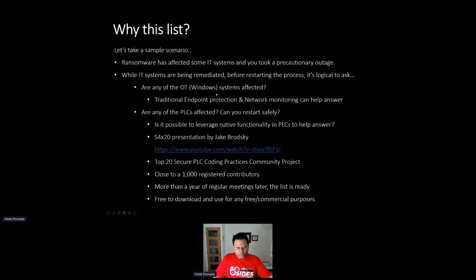Traditionally, these OT systems like HMIs or EWSs that we mentioned were Windows based. So traditional endpoint protection or some kind of network monitoring can help you answer. Nothing fancy, right? Endpoint antivirus might flag something, or maybe your Cisco router gives you some information on what happened in packets. That's possible at level two or above. But how about level one?